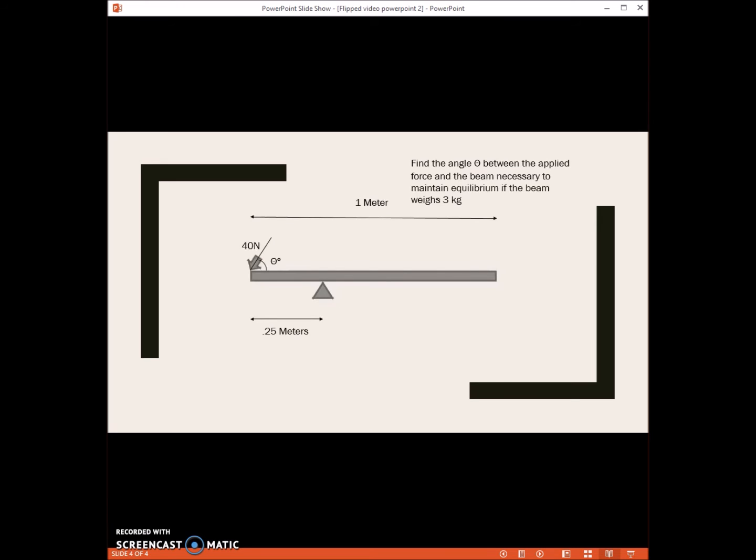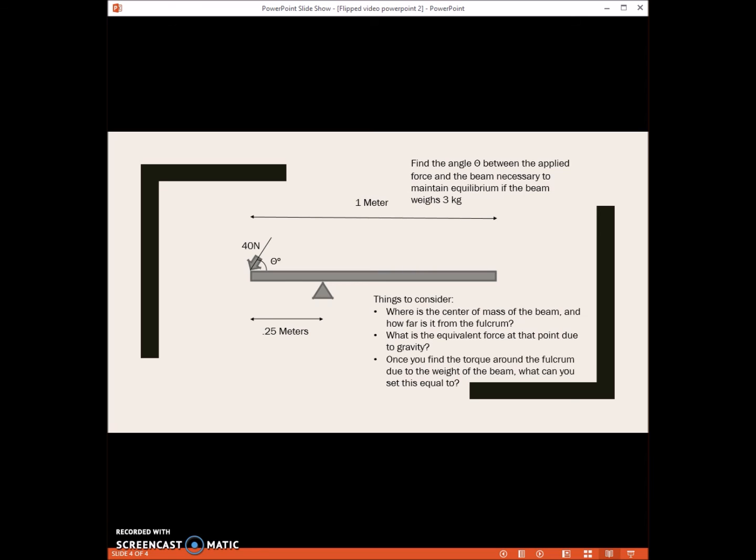Here's another problem. Let's take a look. So here we have a beam with a single applied force acting at some angle theta relative to the beam. Now it's our job to find that angle theta to keep the beam in equilibrium. So here are some things you need to consider when solving the problem. First, where is the center of mass of the beam and how far is it from the fulcrum? Second, what is the equivalent force at that point due to gravity? And third, once you find the torque around the fulcrum due to the weight of the beam, what can you set it equal to? Try this problem for yourself and bring your solution to class tomorrow, along with any questions you may have.